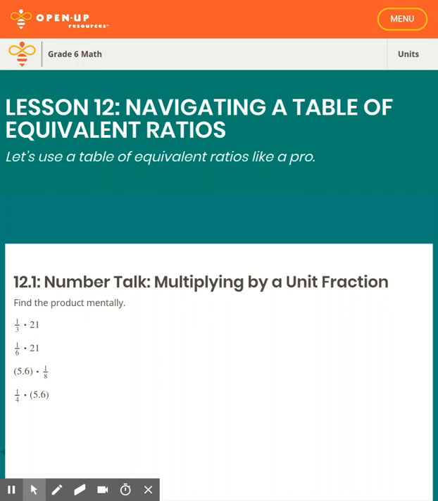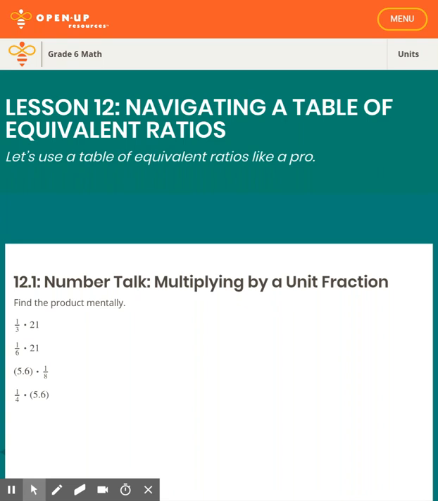So let's take a look at lesson 12 from Unit 2 in 6th grade math, where we're still building comfort with tables of equivalent ratios for our students, and how to use those, and the importance of finding a unit somewhere in there. That's a much more efficient way to solve these problems, typically.